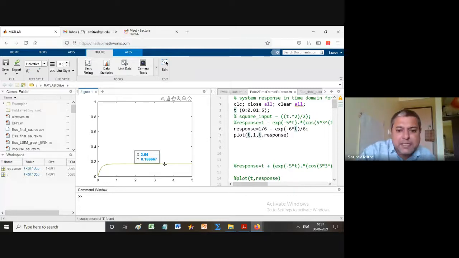And in this case, whatever is the difference between input and output is the error. So input is 1 and output is 0.1667. So this distance actually is the error. This is what we are finding out.